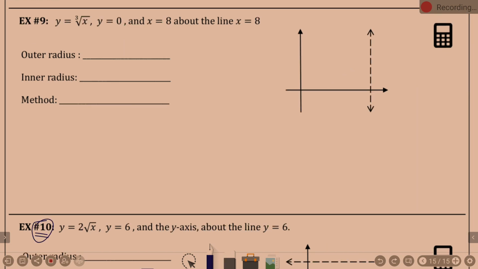Okay, number 9. y equals cube root of x, y equals 0, x equals 8, about the line x equals 8. We're in terms of what? We are going back to y's, aren't we? y equals cube root of x. We graphed this already this period. Don't act like we didn't.